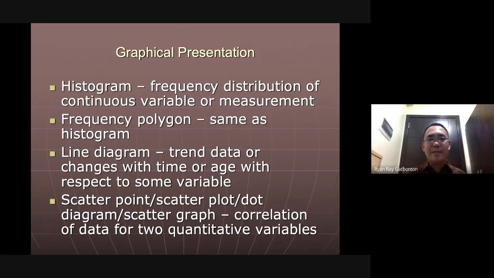Other types of graphical presentation include the histogram, which is used for frequency distribution, to chart frequency distribution. We can also use a frequency polygon, which is the same as a histogram, you just outline what your histogram looks like. And a line diagram, which trends your data or changes with time or age with respect to some variables. While scatter plots, or scatter points, or dot diagram, or scatter diagram, is used to correlate your data of two quantitative variables.